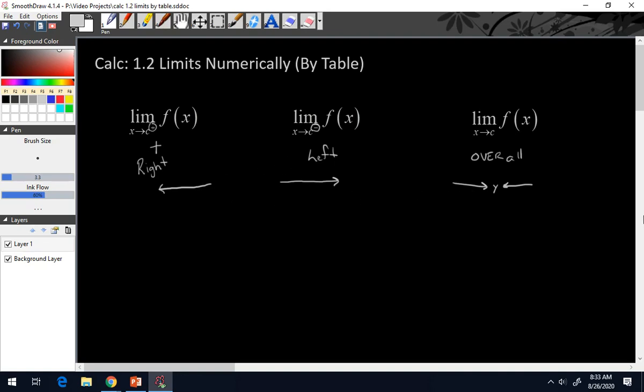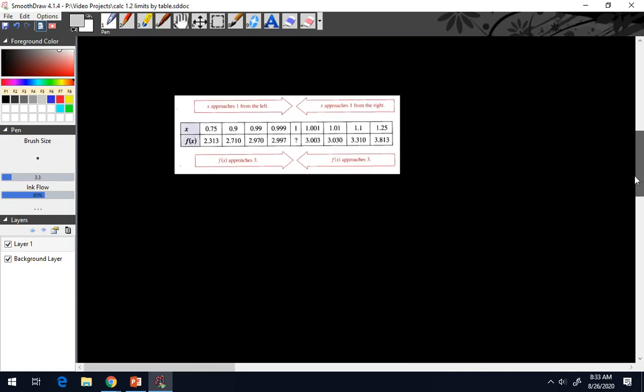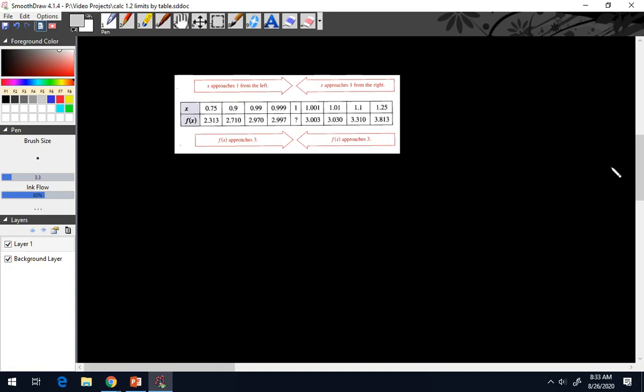Looking at a table here. All right, so I've got three examples we're going to take a look at. Here's one that's actually from our textbook. We have the x and y table already filled in, so they actually did all the work for us. So right now, what are we approaching here? You can't really see that, but we're approaching 1.